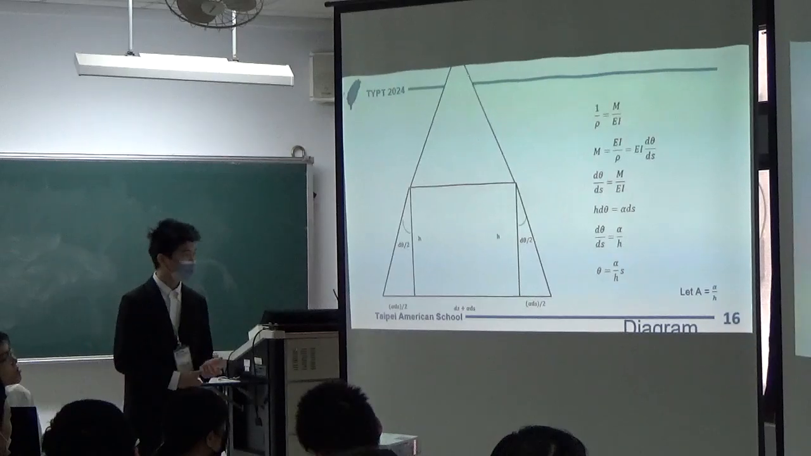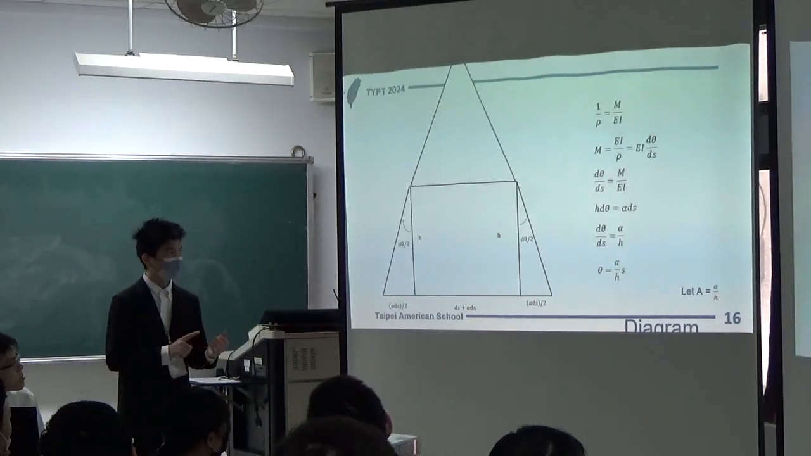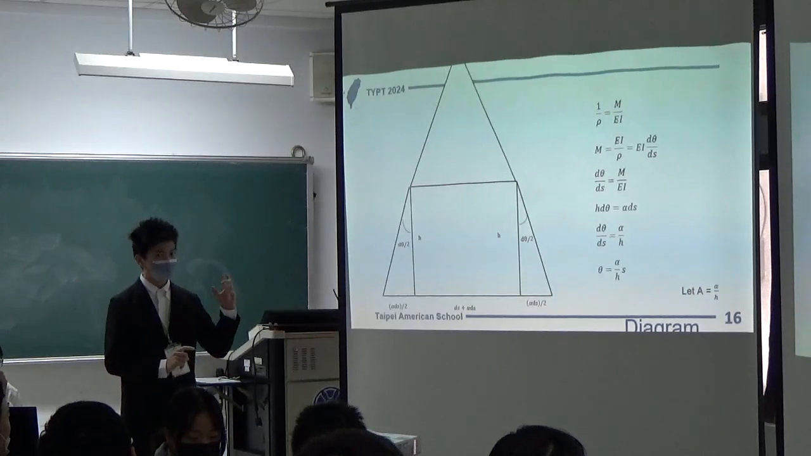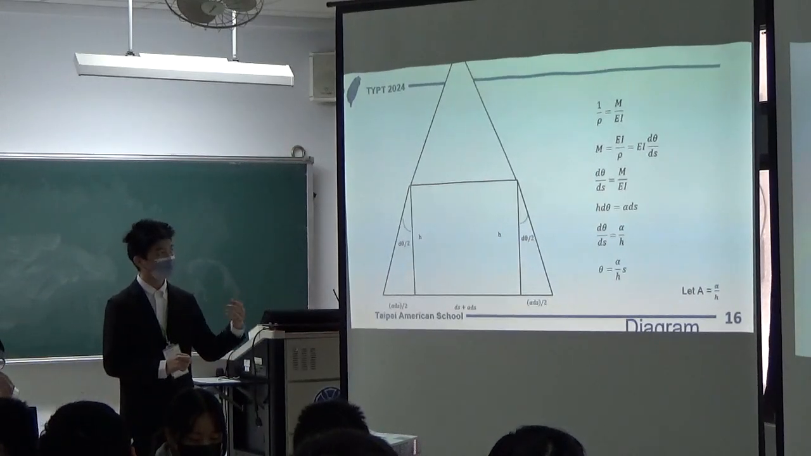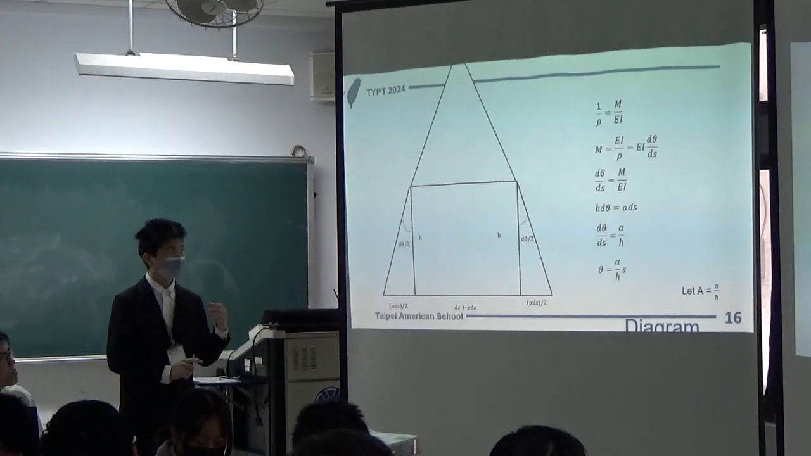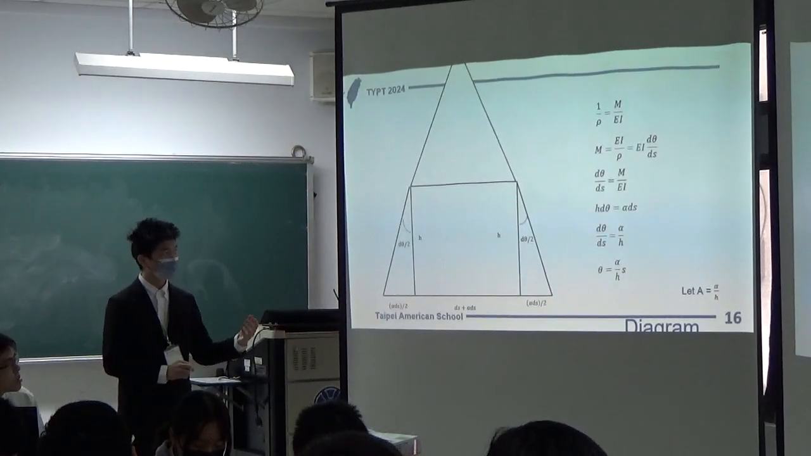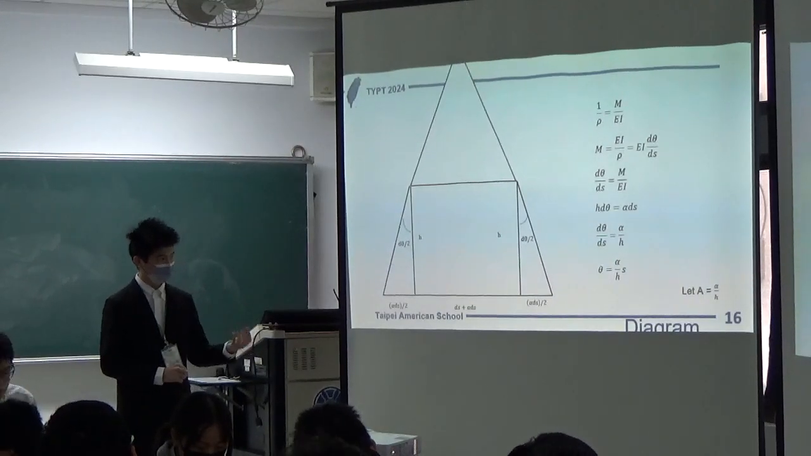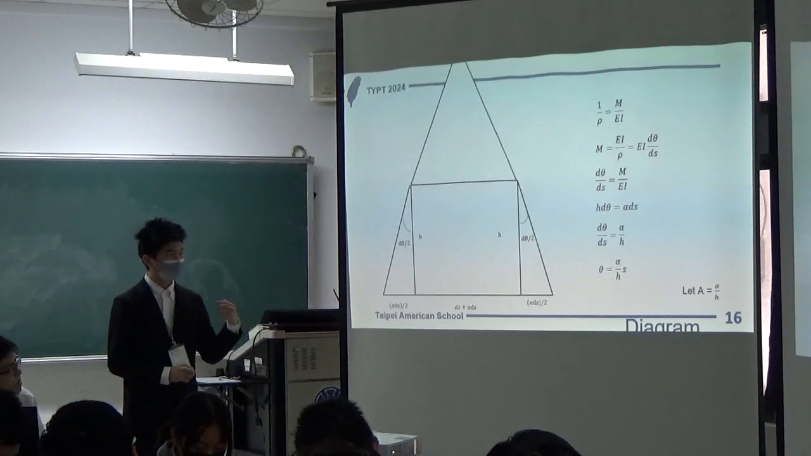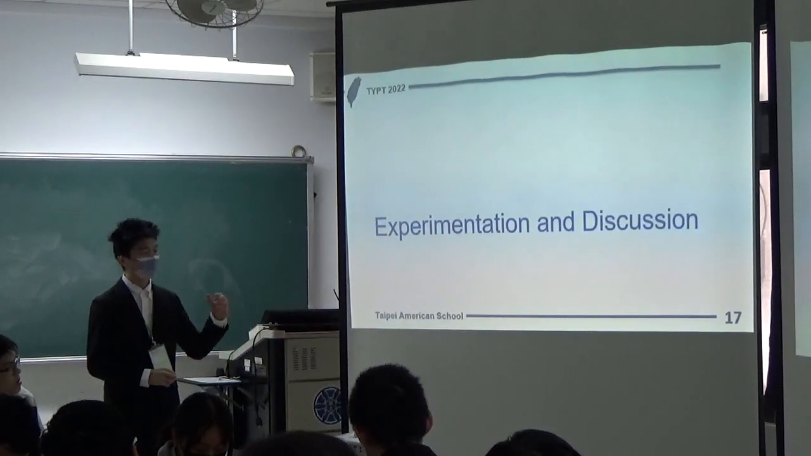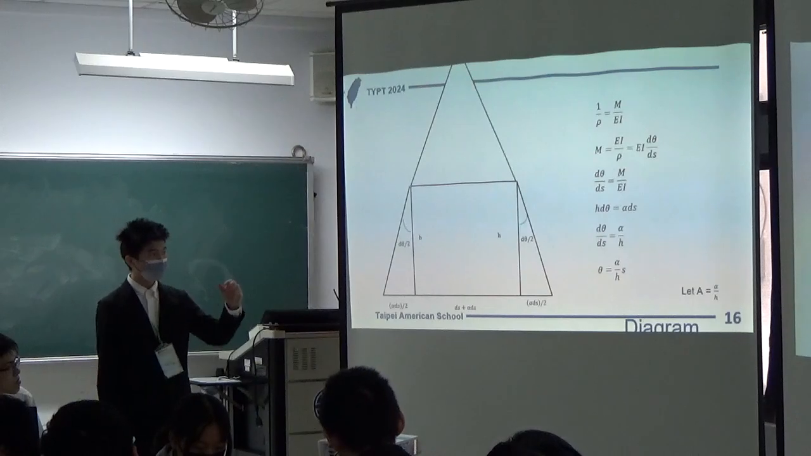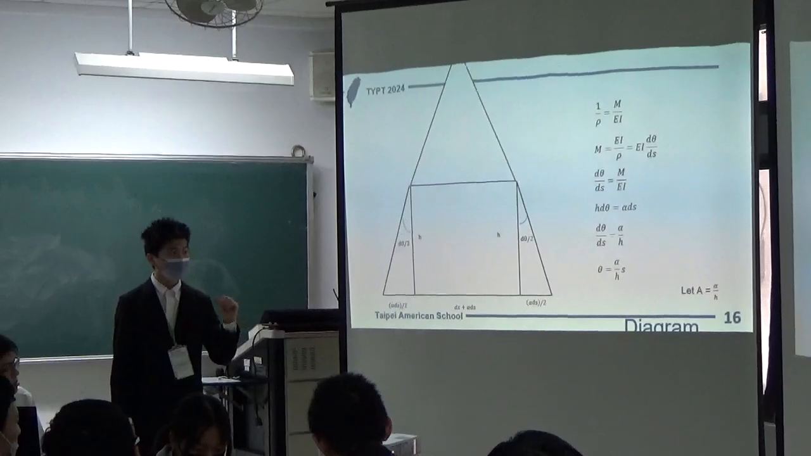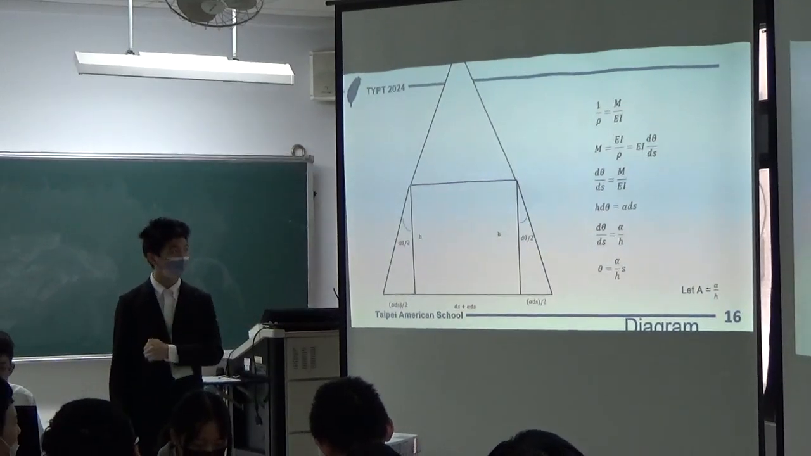So for our model, we use the curvature moment theorem, which states that the radius of curvature is equal to EI over M. Then we apply the double integration formula of beam deflection, eventually to get that the angle theta should be proportional to alpha over h. We defined the constant capital A as alpha over h for use in our training parameters.